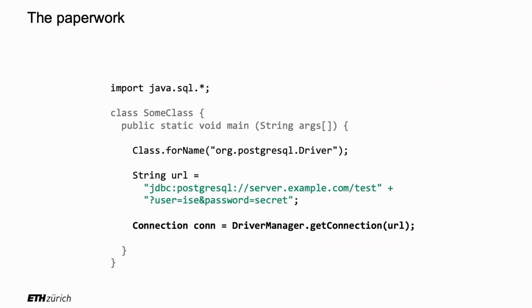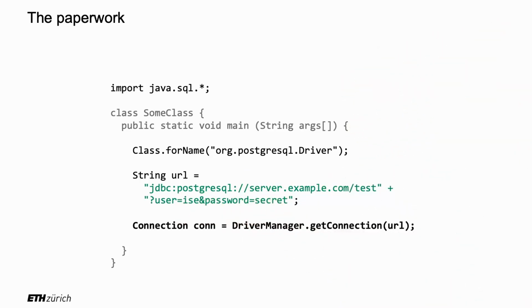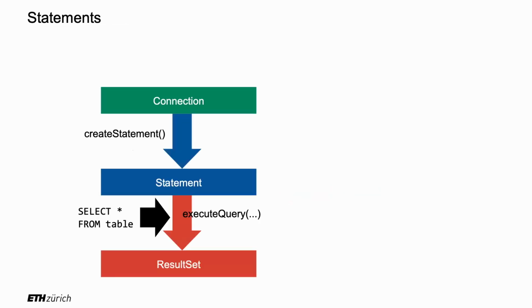So the connection string really has, in the case of PostgreSQL, the host, the database name, the user, and the password, right? And you specify that to the program, and then it will connect to the PostgreSQL database.